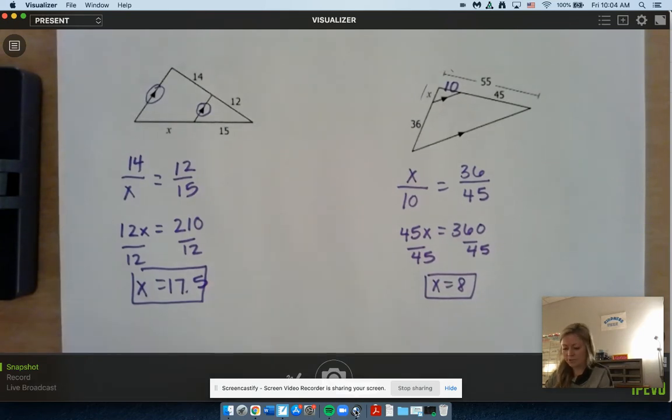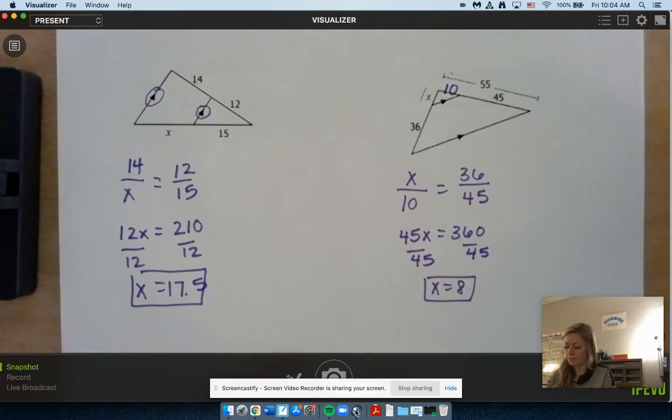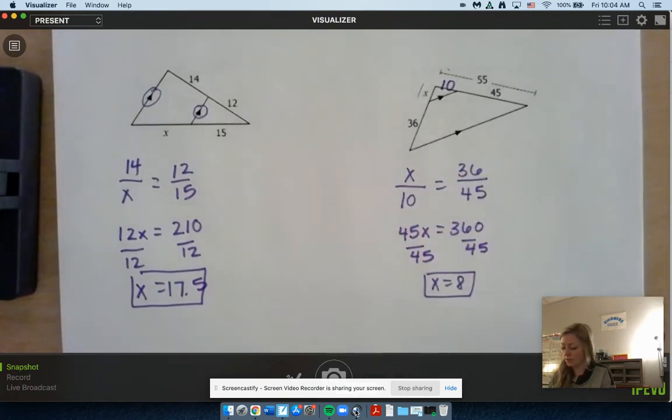Again, I don't think the math so much is so hard. It's just kind of knowing this setup, right? I don't think cross multiplying is hard for us. It's just kind of knowing how to set it up.